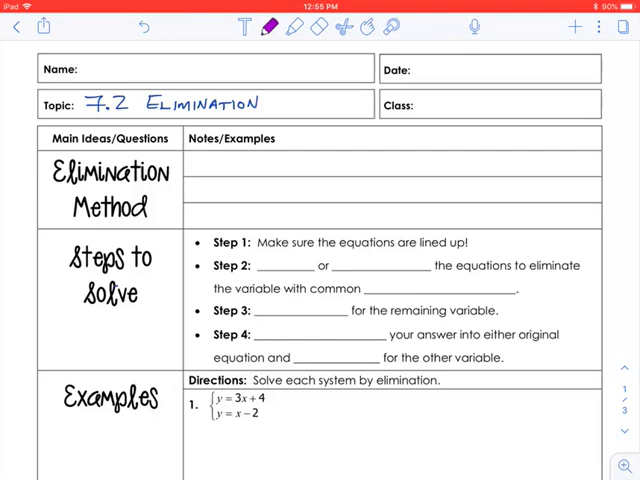All right, Algebra 1, we are talking about elimination. This is another method of solving systems of equations. So far we've done graphing only, and now we're doing elimination.